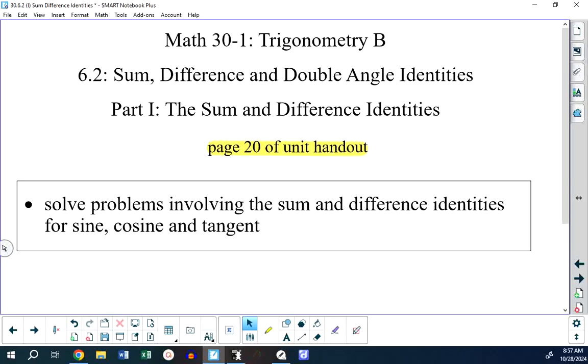And we're going to have, for resources for proving identities, the quotient identities, the reciprocal identities, the Pythagorean identities, and all of these new identities we're going to learn about in the next couple of days. So we're solving problems today involving what we call the sum and difference identities for sine, for cosine, and for tangent.